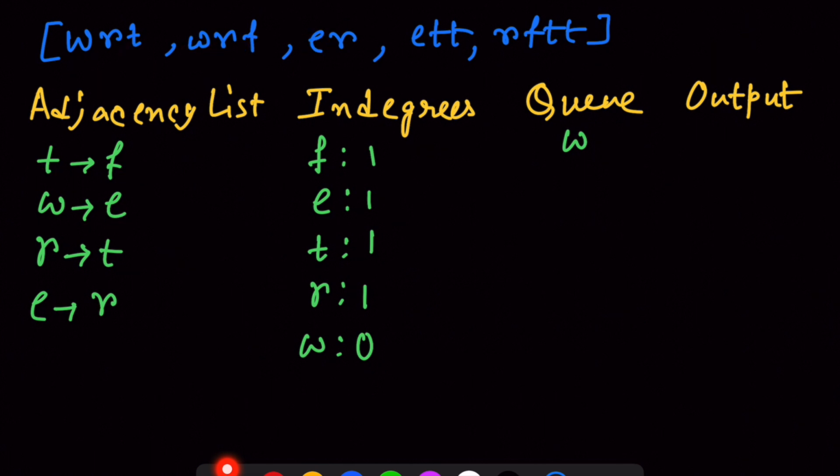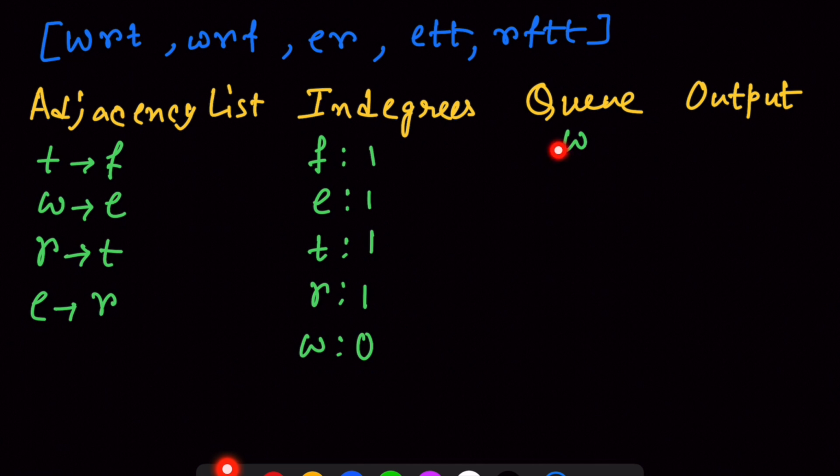Here W comes before E. Here R comes before T. Here I comes before R. These are the adjacency list edges we found. Now we'll also process the integrities. Integrity of F: you see only one edge from T to F. Integrity of E is also 1. Integrity of T is also 1. Integrity of R is also 1. Integrity of W is 0 because there is no word that comes before W.